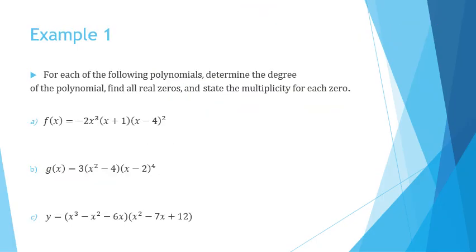So first, try example 1. Here we want to find all real zeros, state the multiplicity for each one, and then determine the degree. So if we walk through example A, to find all the zeros, we have 1 at x equals 0. And this is pretty important, right?